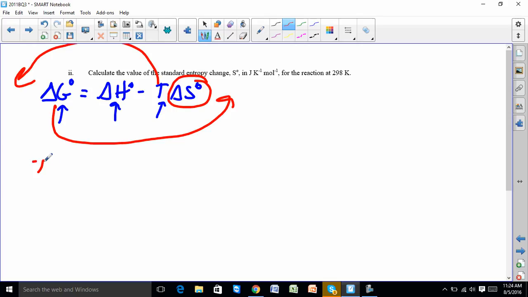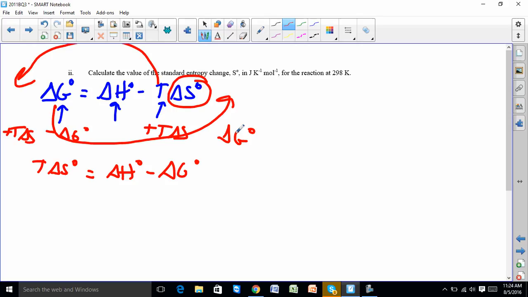And so then I get T delta S equals delta H naught minus delta G naught. I don't care how you do this. You can add T delta S to both sides. You can subtract delta G from both sides. I don't care how you do this. So this cancels this, and this cancels this, and you end up with T delta S. And then we're solving for delta S, so we divide by T. And so I will do it like the scoring guidelines did it.